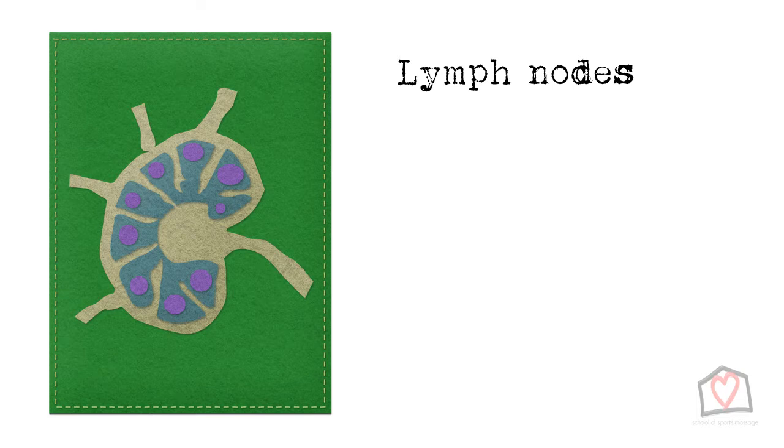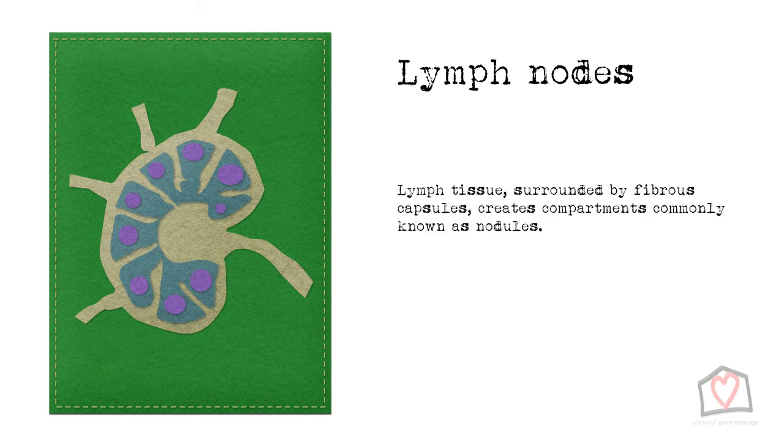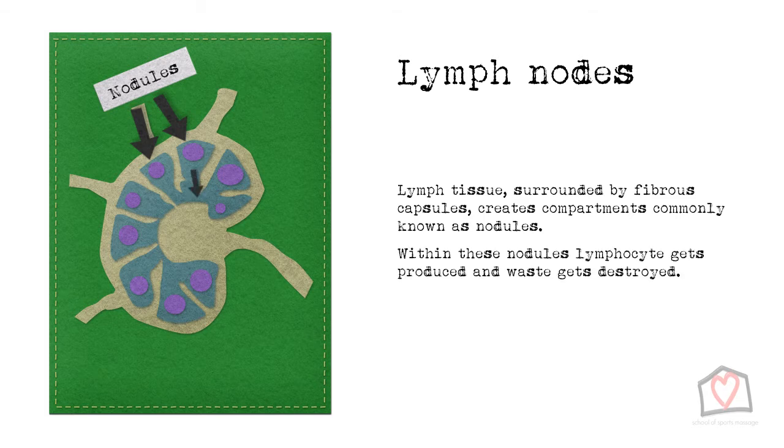Within these lymph nodes are specialised lymphatic tissue, surrounded by fibrous capsules. This creates compartments, commonly known as nodules. These nodules are where the magic happens. Lymphocytes get produced and waste material is destroyed.